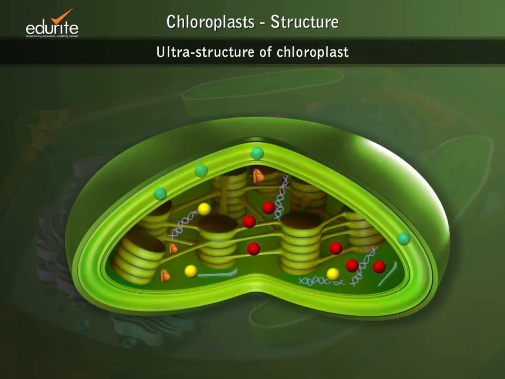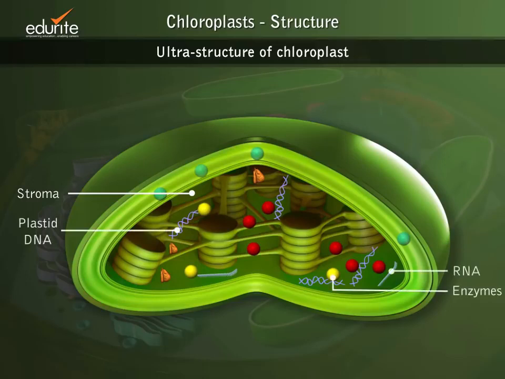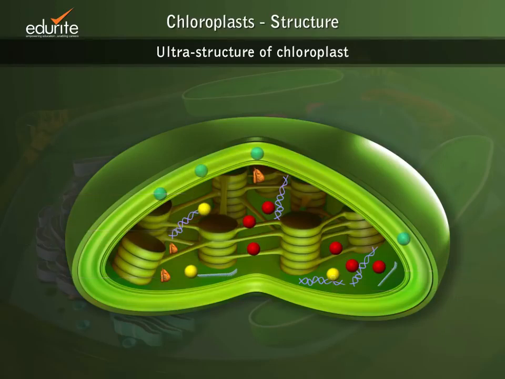The inner membrane encloses a protein-rich ground substance called stroma. The fluid in the stroma contains a host of enzymes, plastid DNA, RNAs, and ribosomes. Within the stroma is another membrane system called the thylakoids. The three-membrane system divides chloroplasts into three distinct internal compartments.